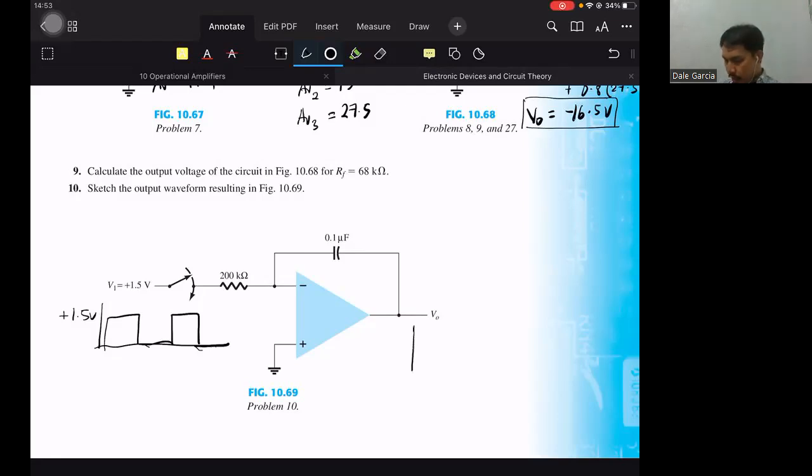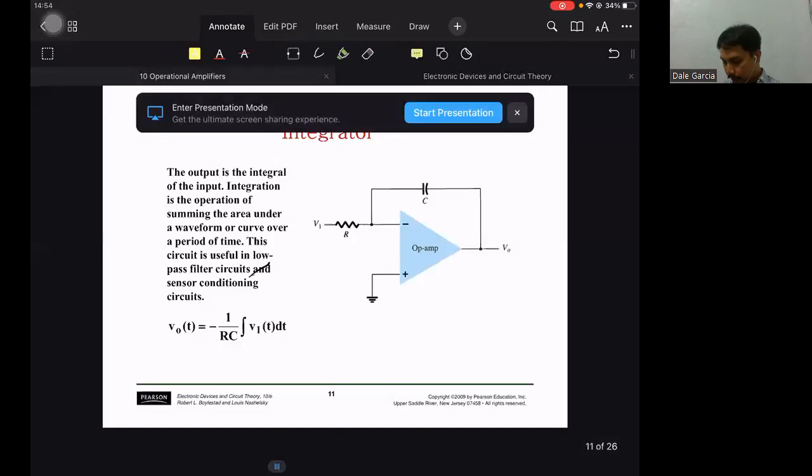The output is charge, discharge, charge, discharge. That's it, I guess. So we need to activate this drawing for the output of this circuit. What's important here is to determine the gain.